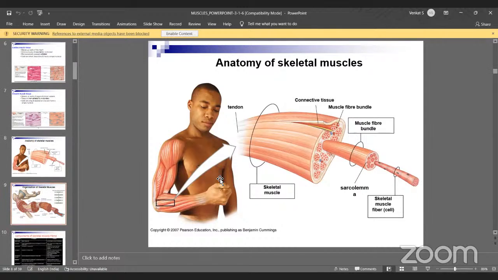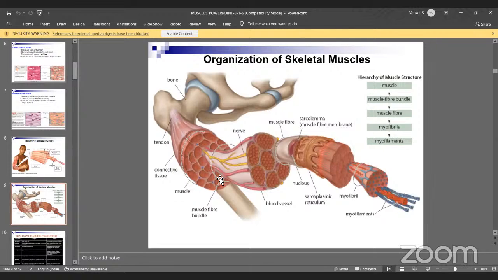The next one, organization of skeletal muscles, is very important. So this is the bone here. The bone is attached to muscle, elongated to associate with the tendon. The tendon's function is attaching bone to muscle. Then this is the connective tissue.